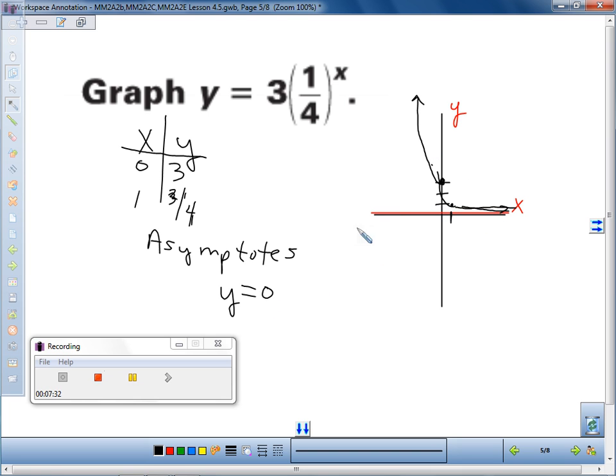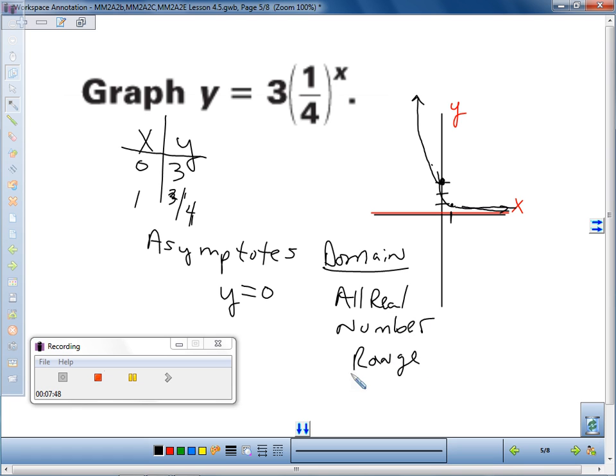Now our asymptote, again, is y is equal to 0, which is the x-axis. So our domain would be all real numbers. X can be anything. And then our range, okay, is going to be y has to be greater than 0. And we'll look at ones where they're not in a second. And then, of course, we're decreasing in this function as it goes from negative infinity to positive infinity.